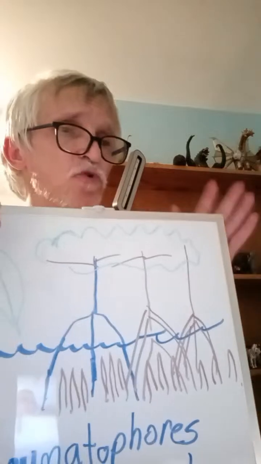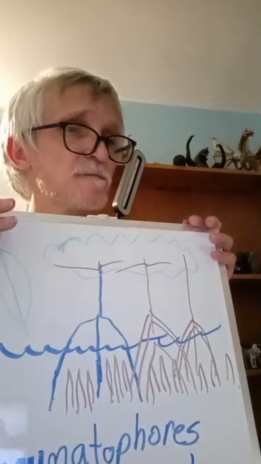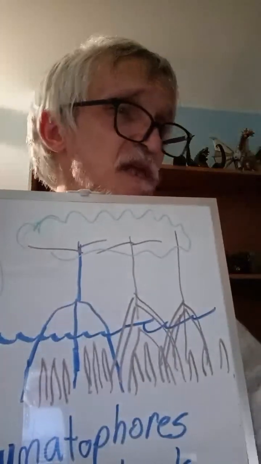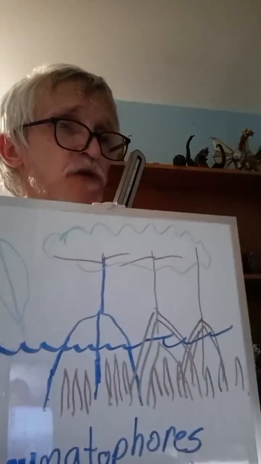But other organisms include the mangrove crab that is found here in the United States. In India and Bangladesh, there are tigers.